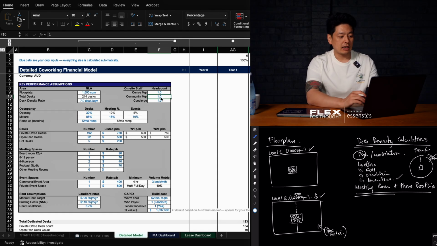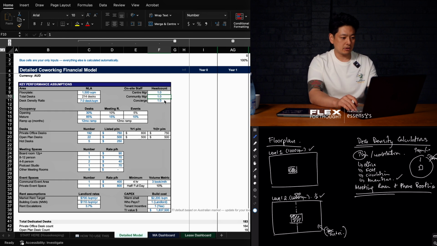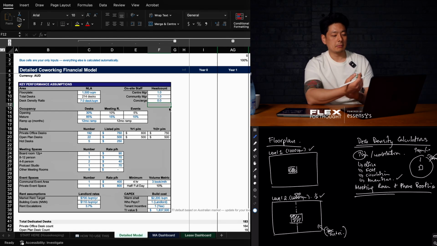In terms of the headcount, I think we can benefit from 2 full-time people servicing this. So maybe I'll keep the community manager. I'll get rid of the concierge, because you'd probably get a community manager concierge role going on there. So you'd like to have the budget for a slightly more expensive person.